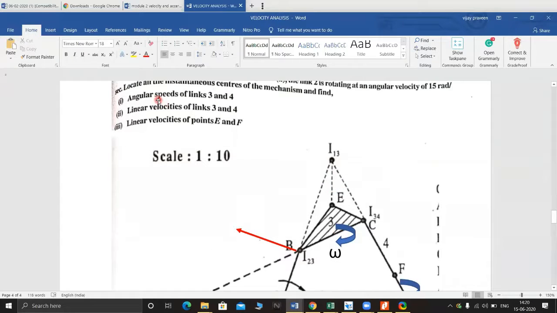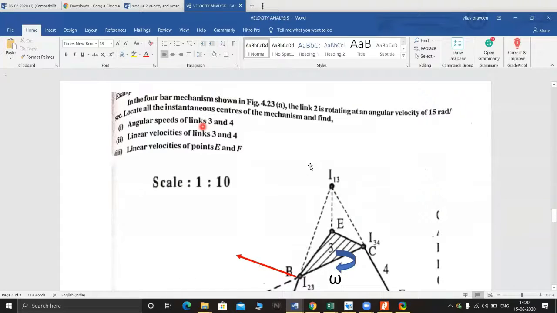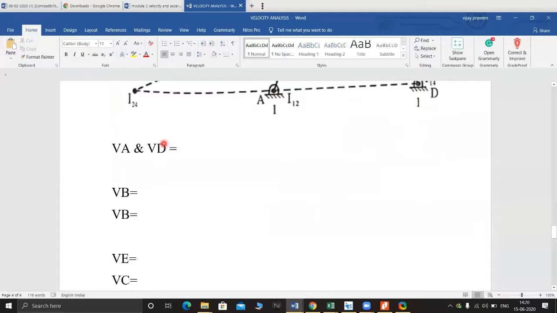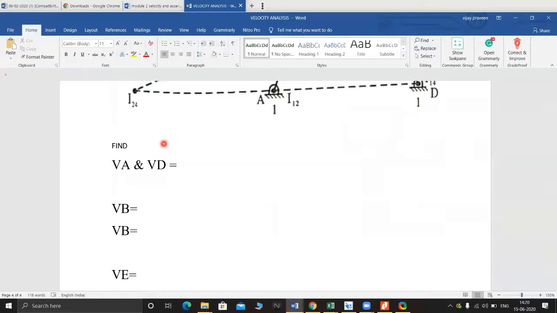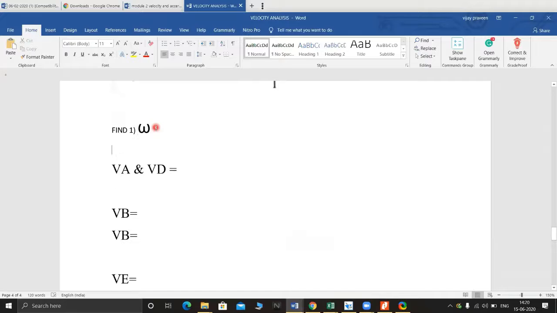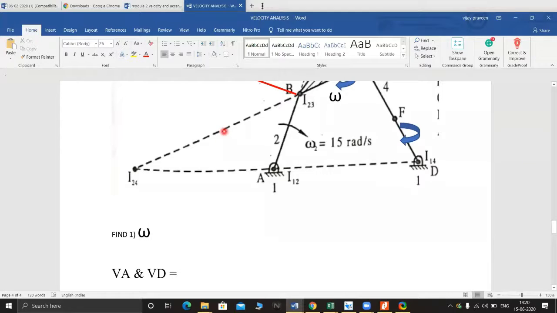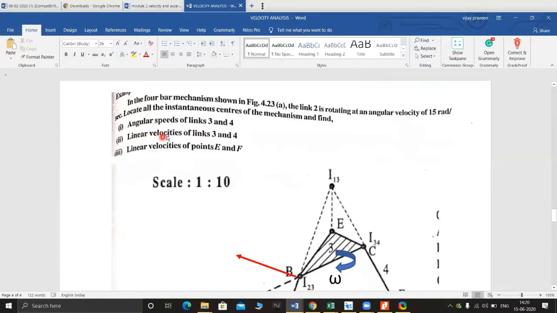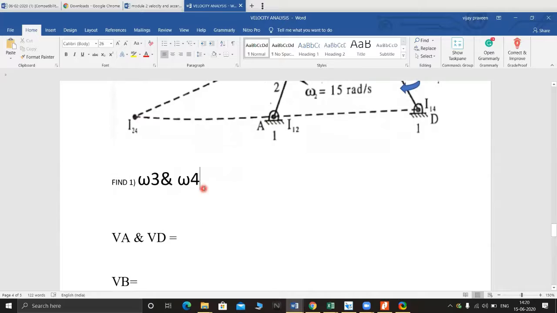So what are those velocities? The first question is the angular velocity of link 3 and link 4. Let's write the questions here. First question: angular velocity, which is omega. Omega of link number 3 and omega of link number 4. So we need to find the angular velocity of link number 3 and link number 4, and the linear velocity of link number 3 and link number 4. That is the second question.